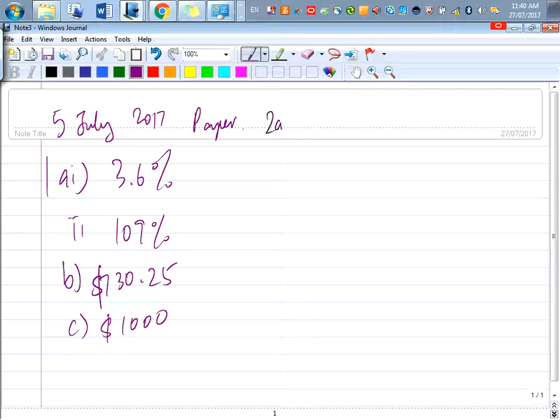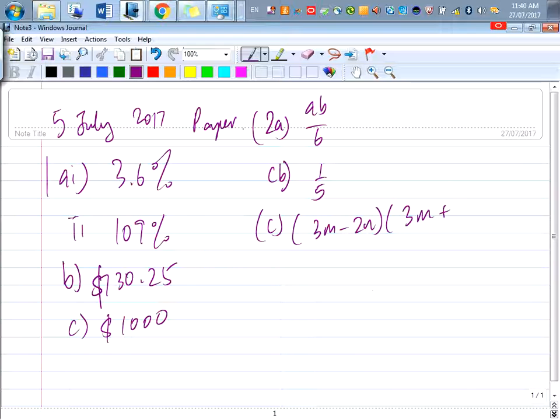Question 2a, AB over 6. Part B, 1 over 5. Part C, 3m minus 2n, 3m plus 2n.